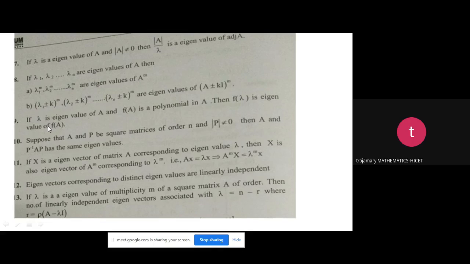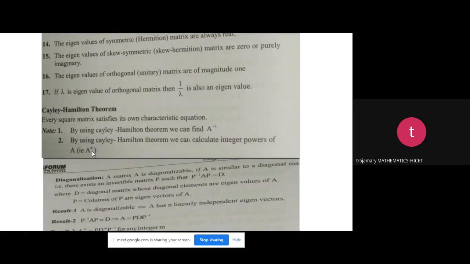Okay. So, up to the 8th property, all the above 8 properties are most important. For doing problems, these 8 properties are most important.